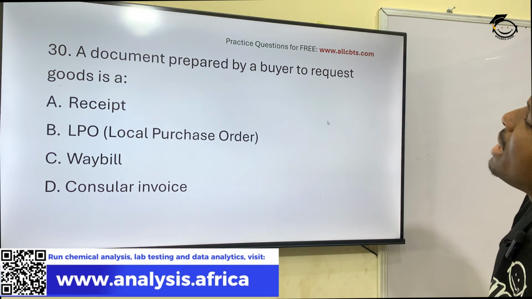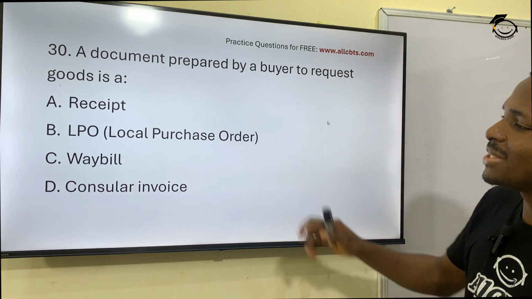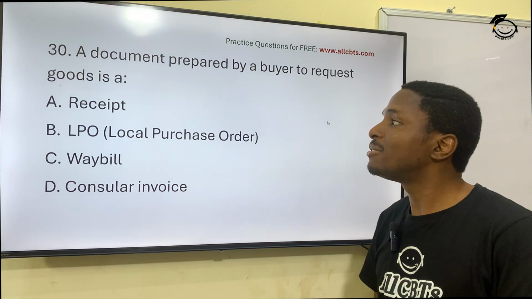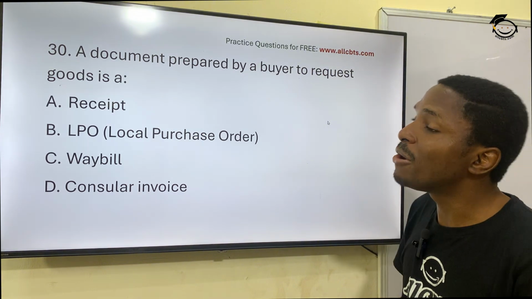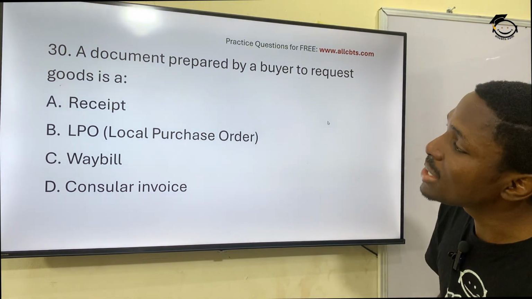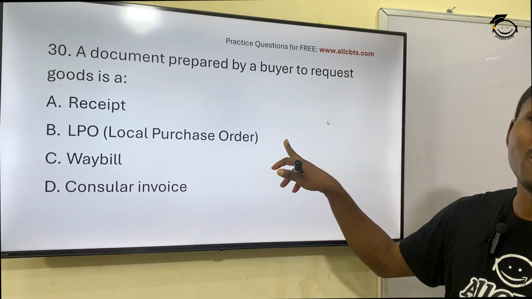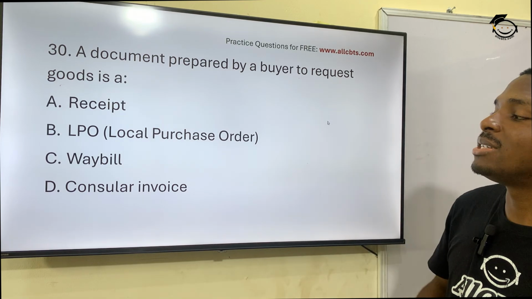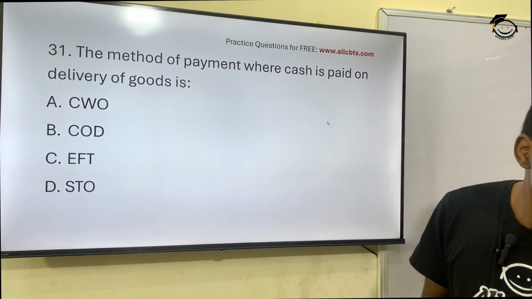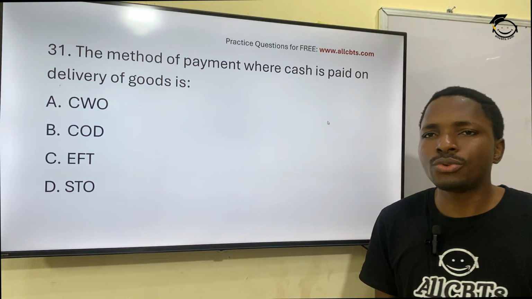30. A document prepared by a buyer to request goods. You see, we've seen this before. A document requested by a buyer or prepared by a buyer or by a company, by a purchasing company or purchasing department to request for some goods from a supplier is called what? I said it before in detailed explanation. I won't dwell on this again. LPO, local purchase order.